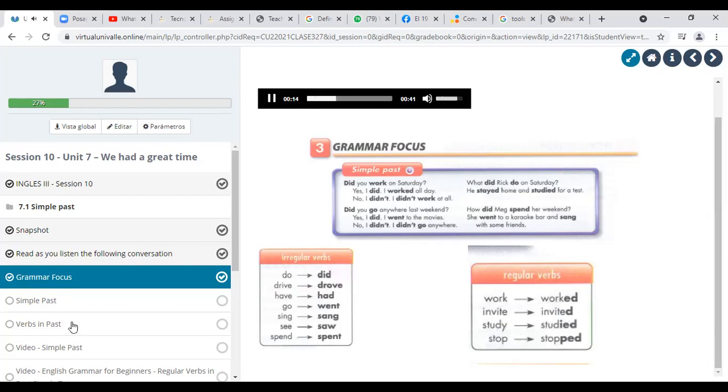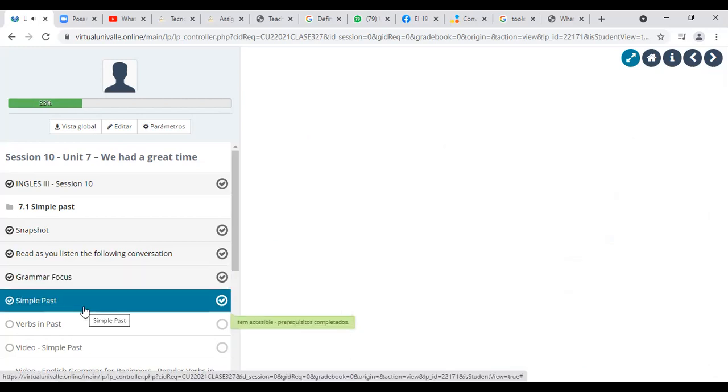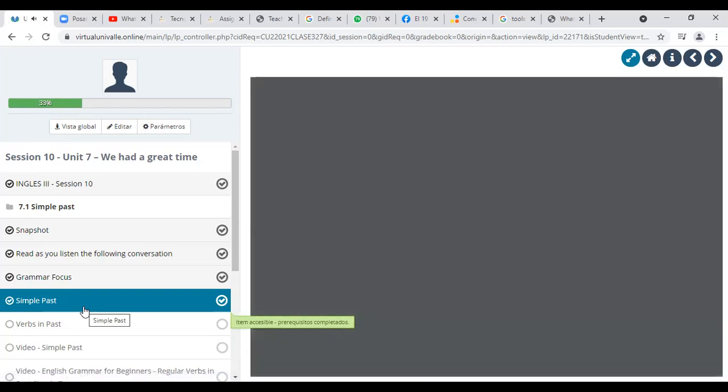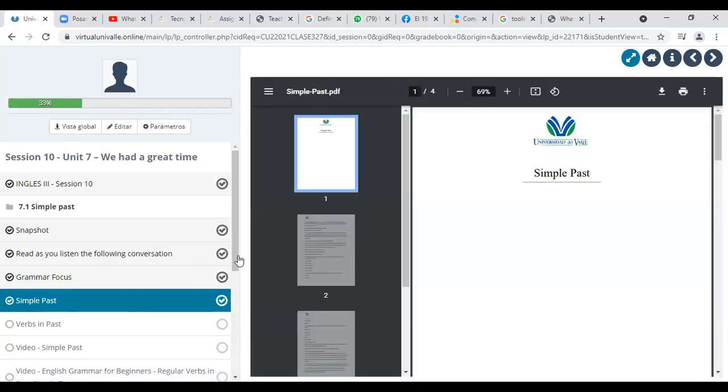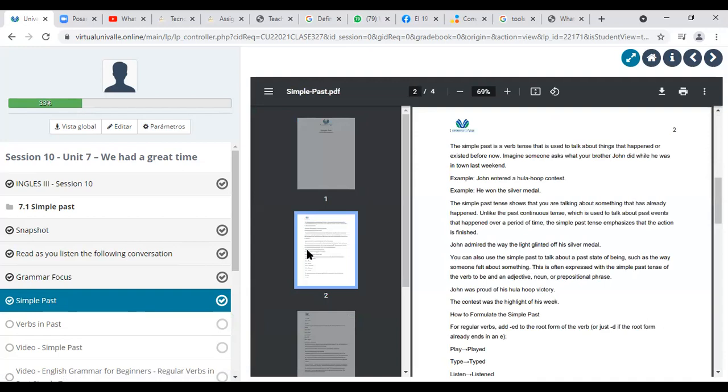Okay, and here we have another very important piece of information for you to know. In this case, the simple past is a verb tense that is used to talk about things that happened or existed before now. Imagine someone asks what your brother John did while he was in town last weekend. An example would be: John entered a hula hoop contest. Oh, he won the silver medal.